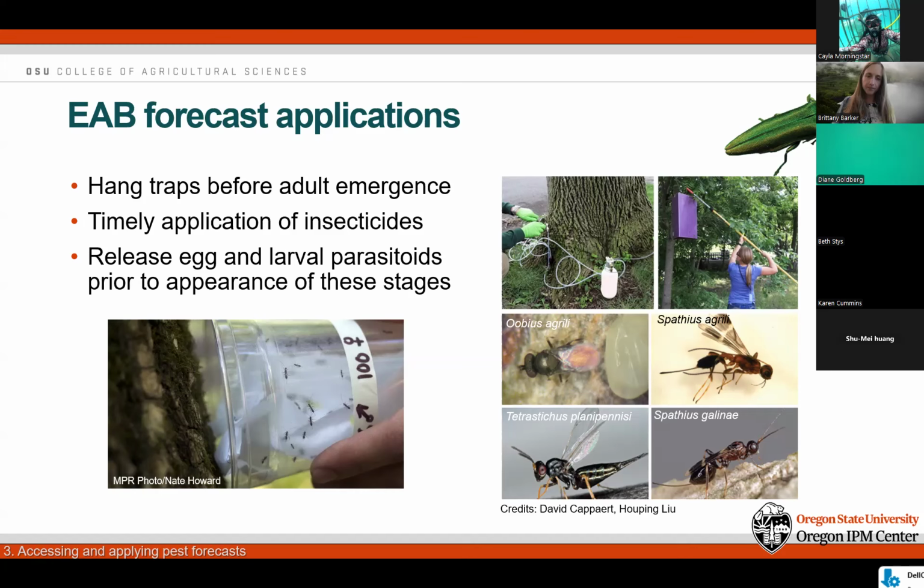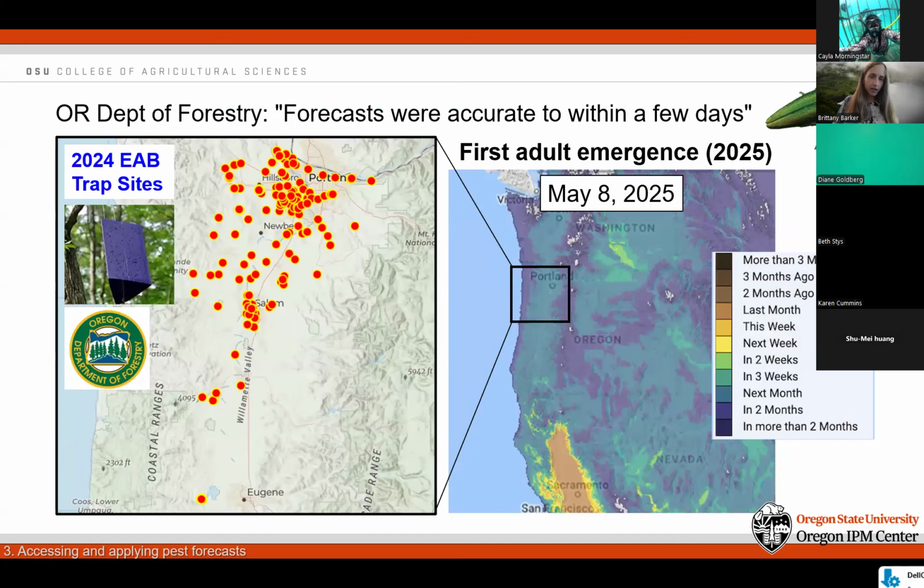So I don't really have time to convince you that our forecasts are performing well, but we have performed some validation analyses. I wanted to just give a more anecdotal piece of evidence. The Oregon Department of Forestry has been using our model in their surveillance programs, and apparently over the last few years, our forecasts have been accurate to within a few days, which is really good news. I'm really happy about that.